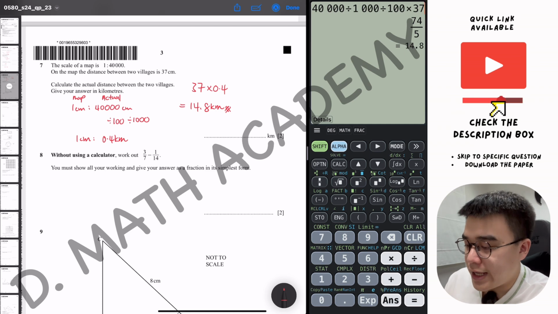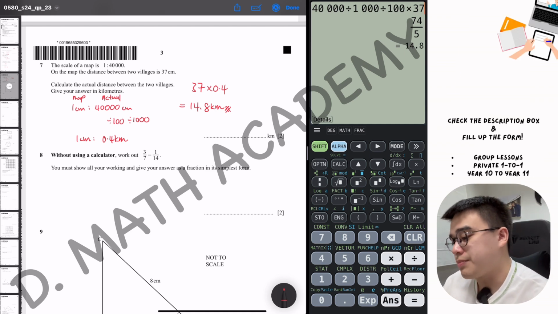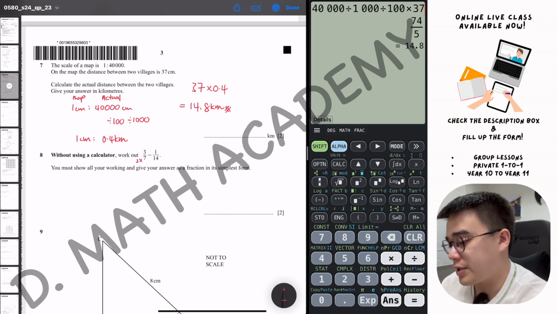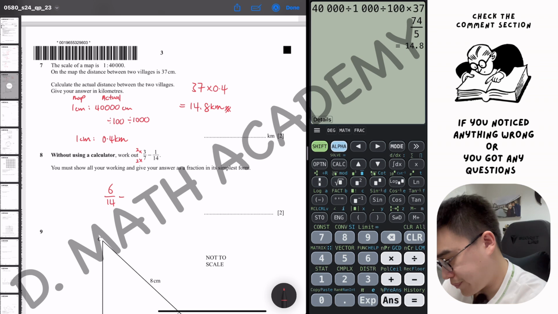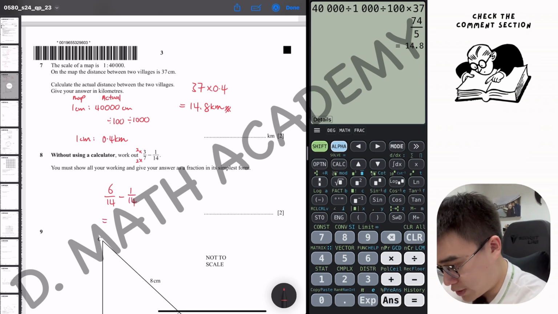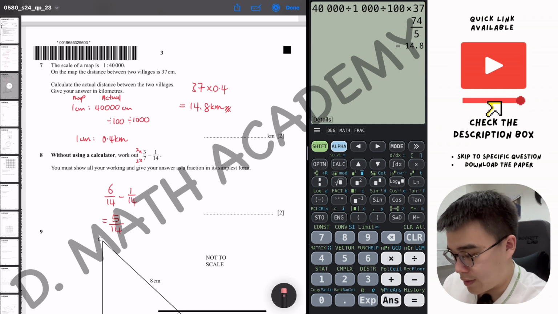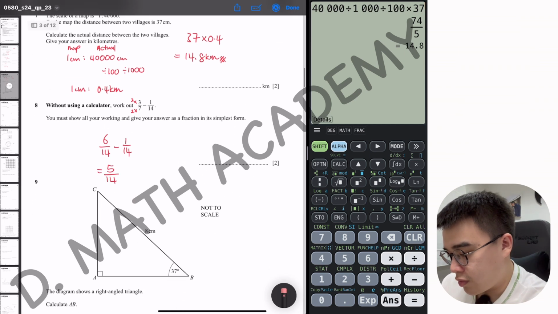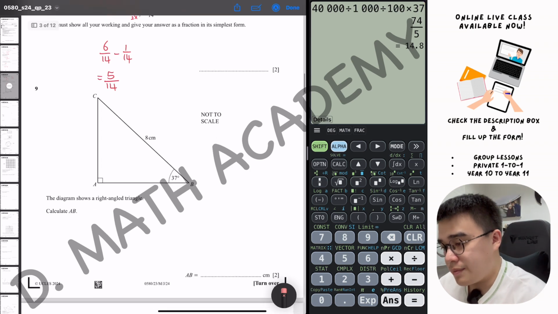Moving on to question 8, we are supposed to subtract them. To make this calculation possible, I need to make their denominators the same, making it 14 minus 1 over 14, which is 5 over 14 here. Okay, moving on to question 9. They wanted us to calculate AB.